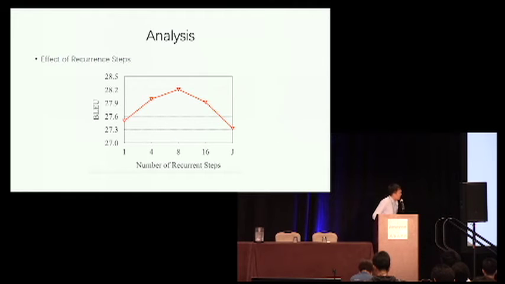We also conduct some analysis for the proposed model. First, we investigate the effect of recurrent steps for the single layer Bi-ARN model. And from the plot, we can see that the BLEU score goes up with the increase of recurrent steps. However, the trend does not hold when the recurrent step reaches 8. So this demonstrates that it is necessary to have recurrence for the ARN model.